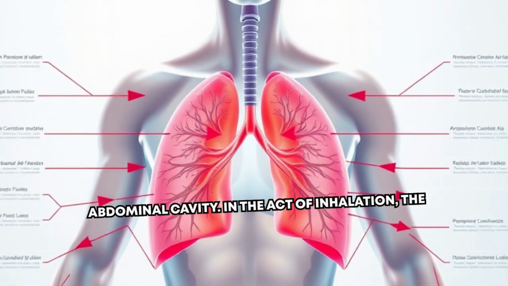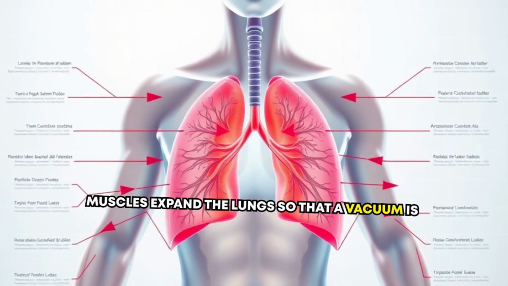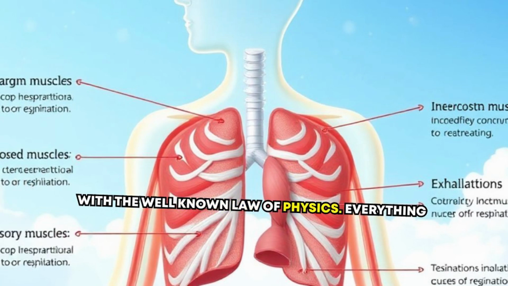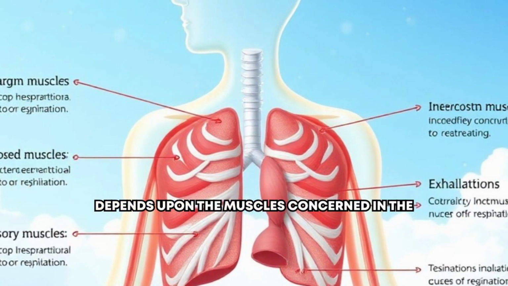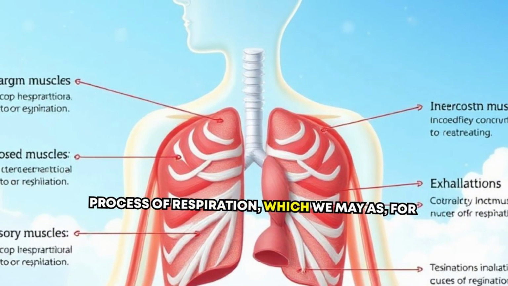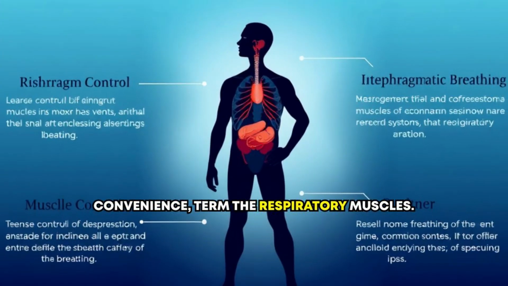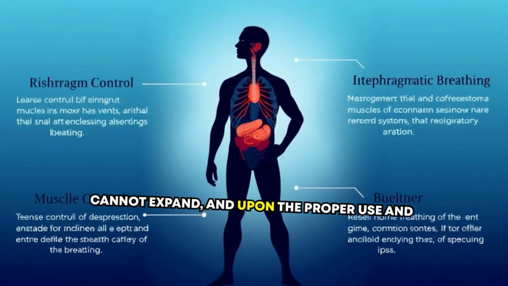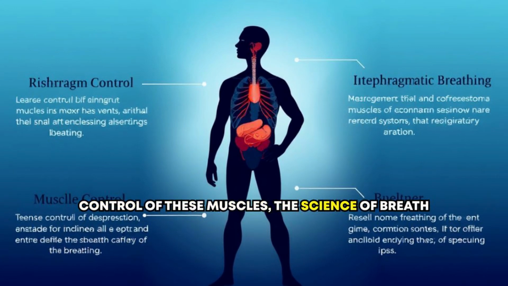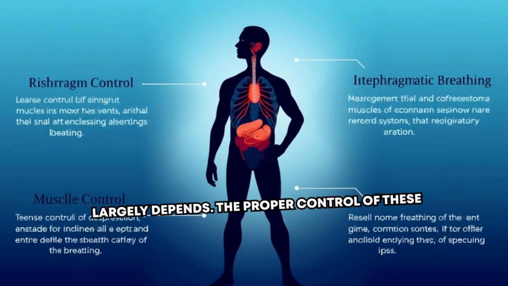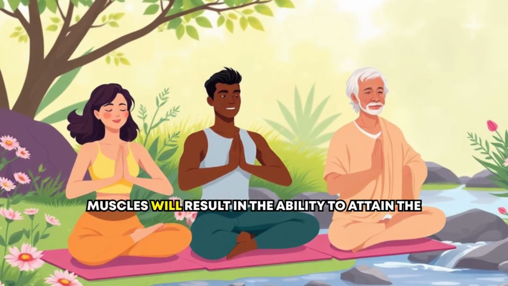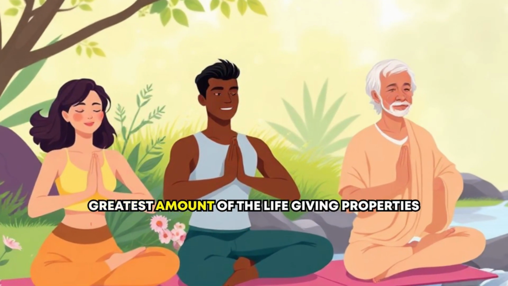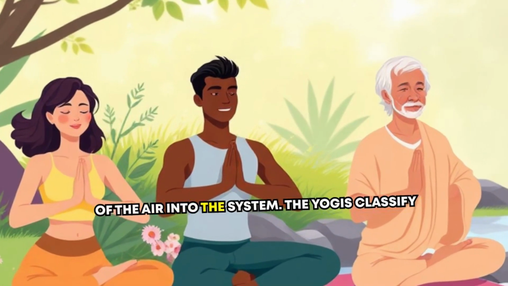In the act of inhalation, the muscles expand the lungs so that a vacuum is created and the air rushes in, in accordance with the well-known law of physics. Everything depends upon the muscles concerned in the process of respiration, which we may, for convenience, term the respiratory muscles. Without the aid of these muscles, the lungs cannot expand, and upon the proper use and control of these muscles the science of breath largely depends. The proper control of these muscles will result in the ability to attain the maximum degree of lung expansion and the greatest amount of the life-giving properties of the air into the system.